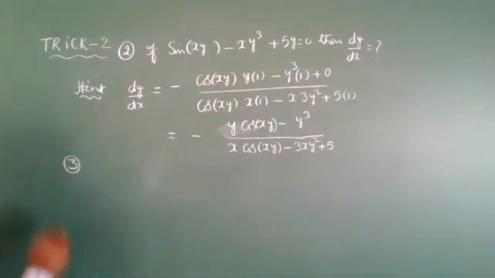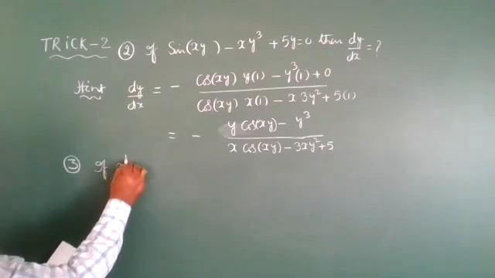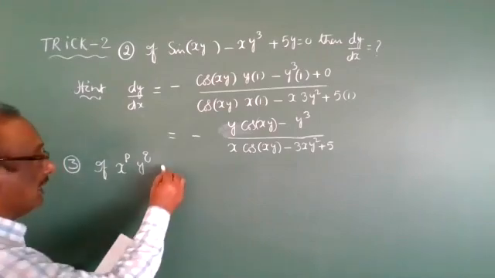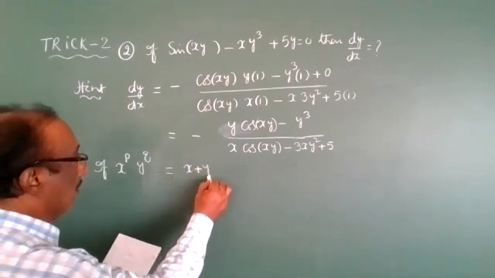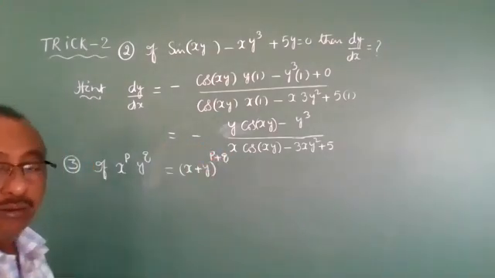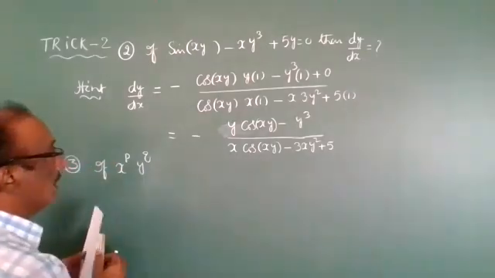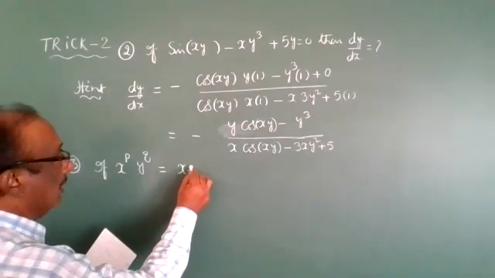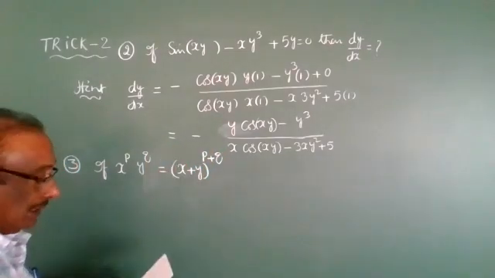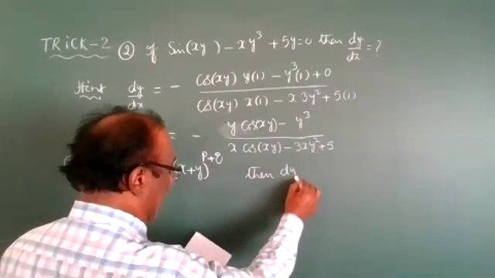Everyone see the third problem. If x power of p, y power of q, where p and q are constants, is equal to x plus y whole power of p plus q, then dy by dx is.